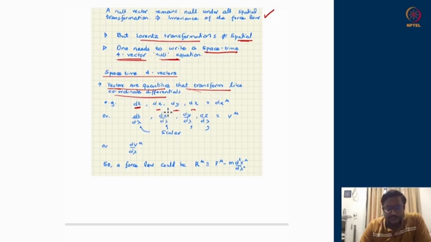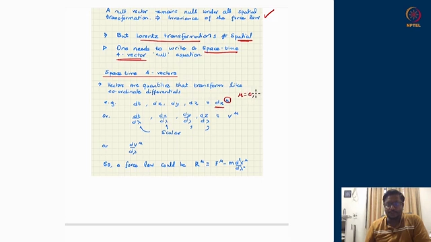In spatial dimensions, only dx, dy, dz would have been 3 coordinate differentials, but in space-time there are 4 coordinate differentials: dt, dx, dy, dz. Collectively, they are given the name dx^mu, where the mu index runs from 0 to 3. It can take the value 0, 1, 2, 3, where 0 is reserved for the temporal direction, 1 for the x direction, 2 for the y direction, and 3 for the z direction. So these are the coordinate differentials.